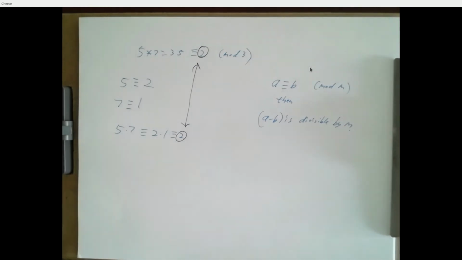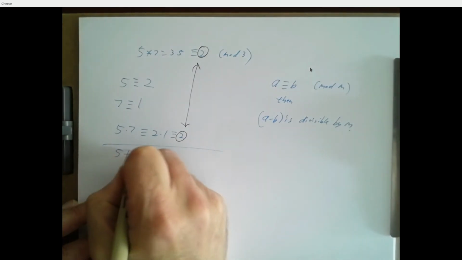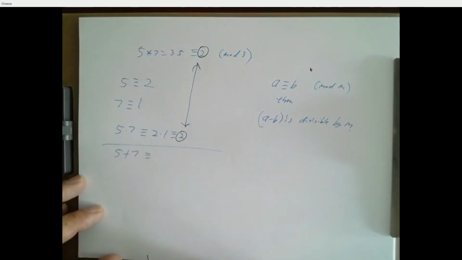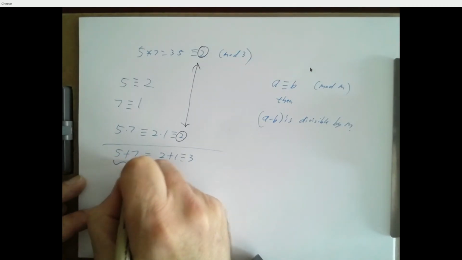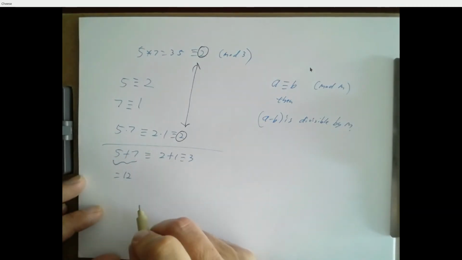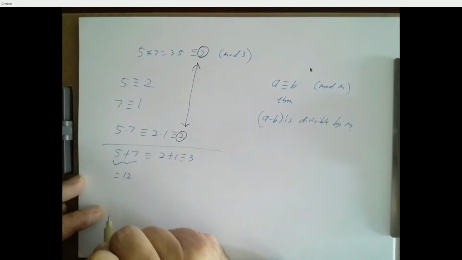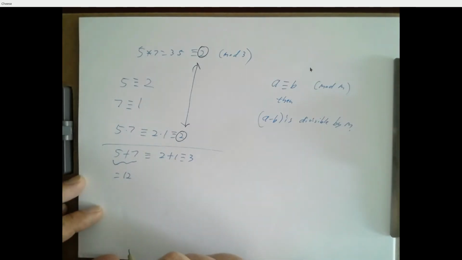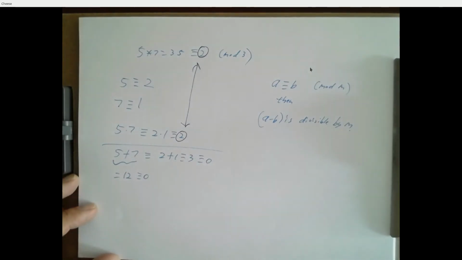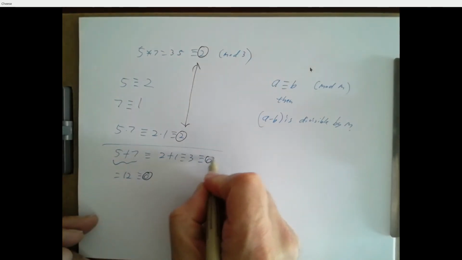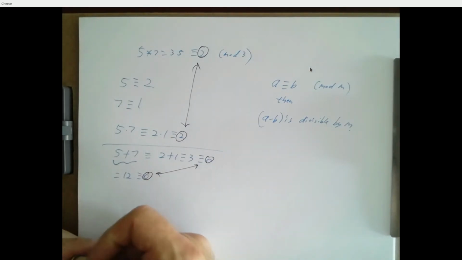So if we extend that idea, well, one more practice. What is 5 plus 7 going to be congruent to? Yeah, it should be congruent to 2 plus 1, which is 3. But we could also take 5 plus 7, which is equal to 12. And what's 3 congruent to mod 3? 0. Right? And 12 is also congruent to 0 because it's divisible by 3. And so there again, you can add and then reduce, or you can reduce and then add. You should get to the same place.